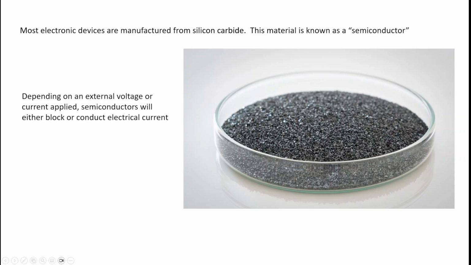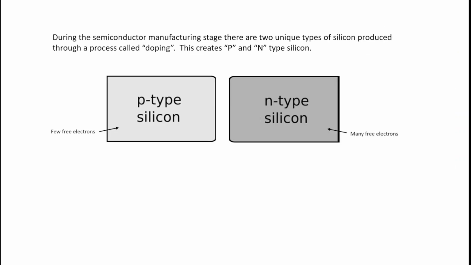Most electronic devices are manufactured from silicon carbide. The material is known as a semiconductor. Depending on an external voltage or current applied, semiconductors will either block or conduct electrical current. During the semiconductor manufacturing stage, there are two unique types of silicon produced through a process called doping. This creates P and N-type silicon.